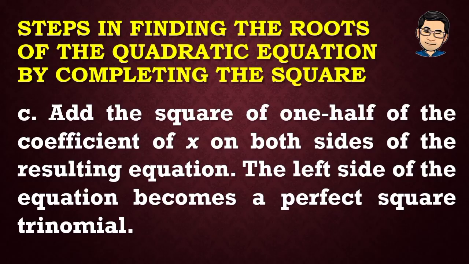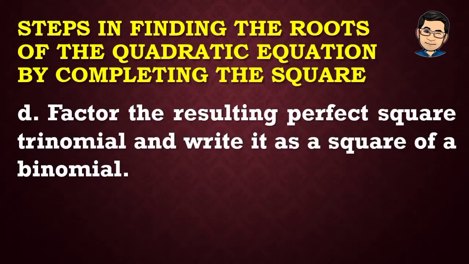Kaya lang dito kapag nag-add tayo dun sa left side, halimbawa nag-add tayo ng 2, mag-a-add din tayo dun sa right side. So, kung ano ang in-add natin sa left side, ganun din ang i-add sa right side. Next, factor the resulting perfect square trinomial and write it as a square of binomial.